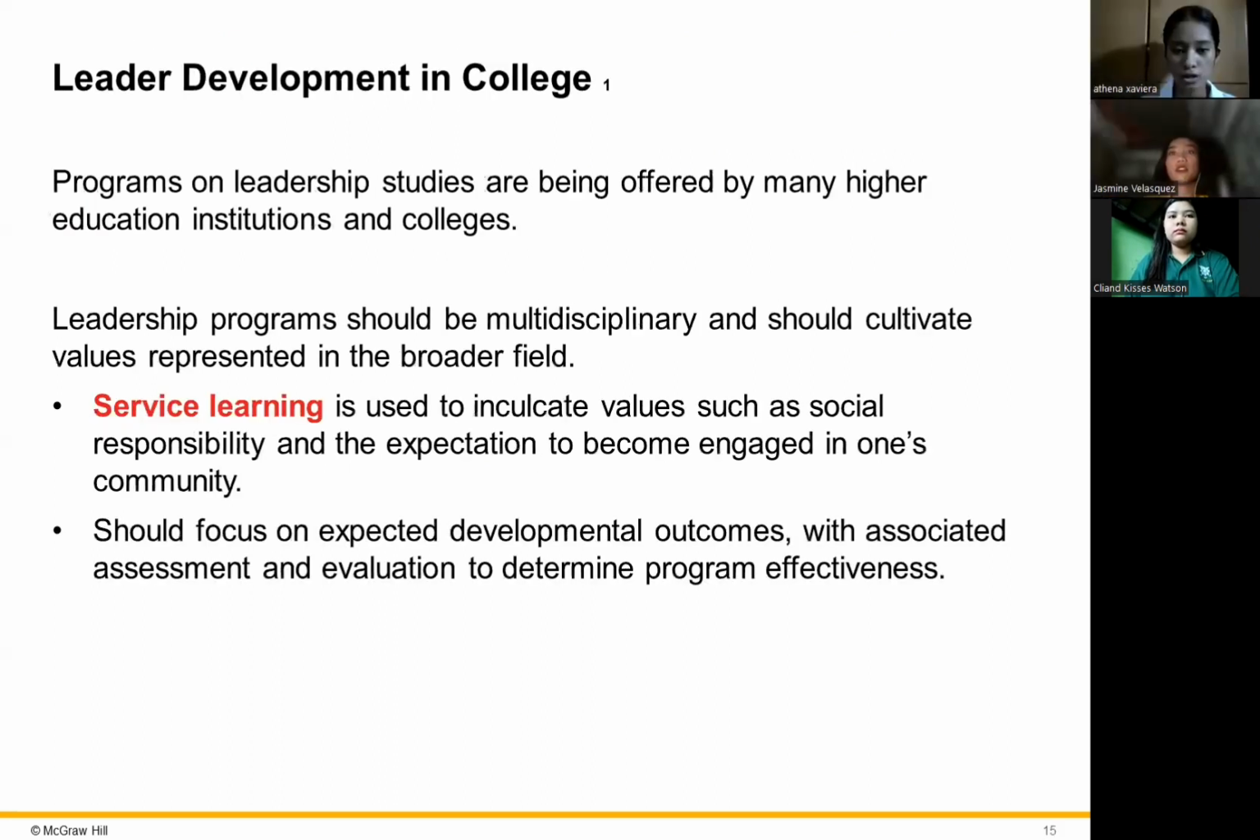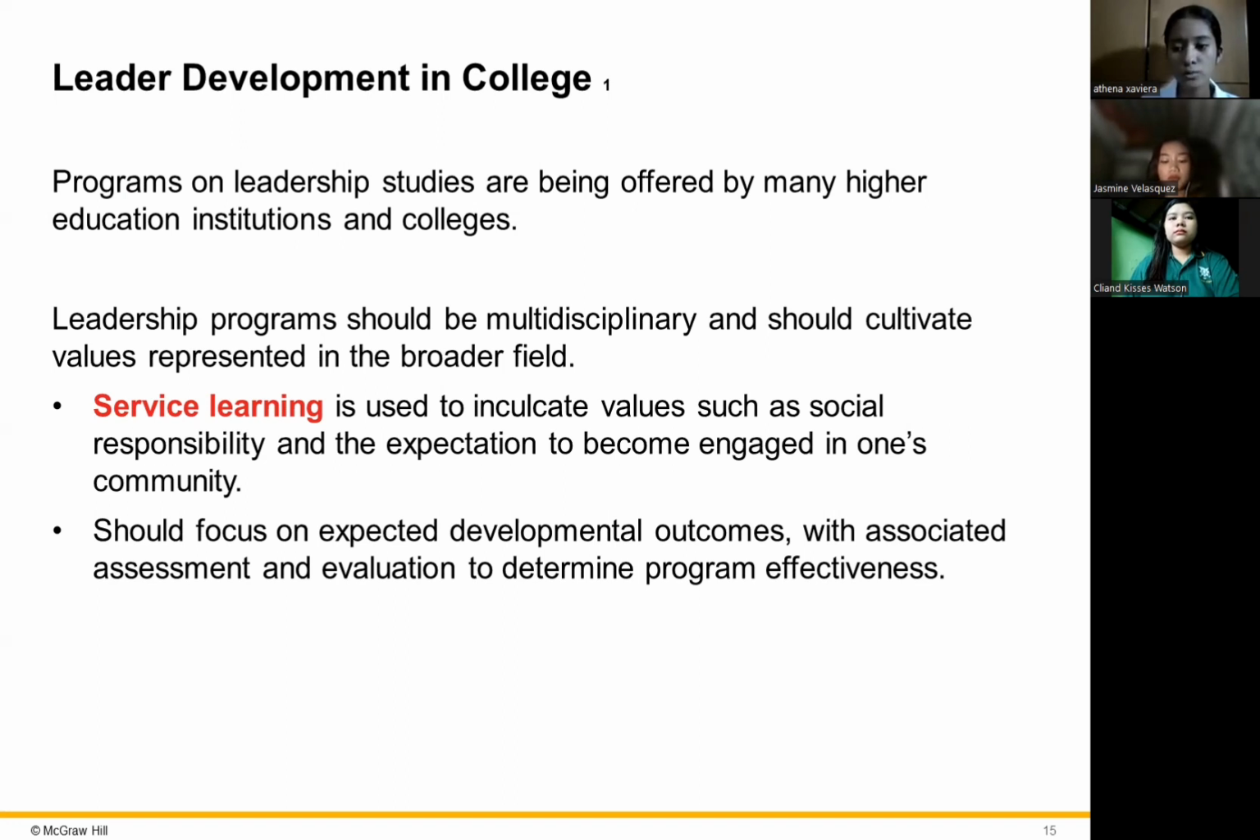Leader development in college. Subjects and programs on leadership studies are also offered by other higher education institutes and colleges. It stated here that leadership programs should involve several academic and professional disciplines and should value this in a much broader field. We use service learning to instill values such as social responsibility to have a better engagement in a community. Service learning is a combination of both academic learning and community service that promotes reflective and critical thinking in order for students to develop civic engagement, commitment, and skills.